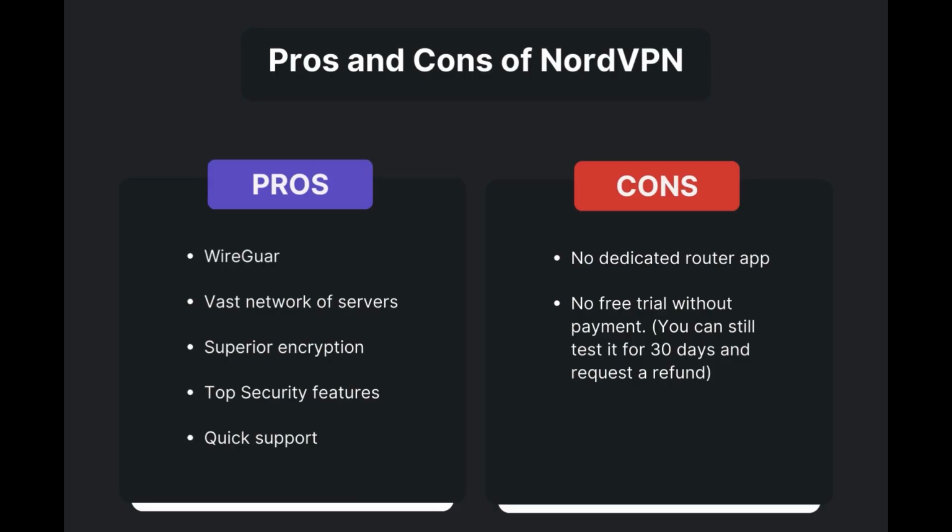Benefits of using NordVPN for Firefox include swift and stable connections via the WireGuard protocol, an extensive server network for global access, top-notch encryption and security, and 24/7 customer support. However, there are a few drawbacks to note. No dedicated router app available. No free trial offered. Overall, NordVPN stands out as the best VPN for Firefox.